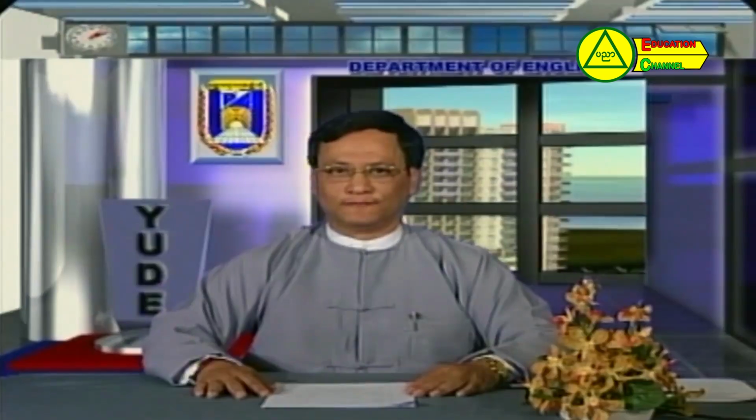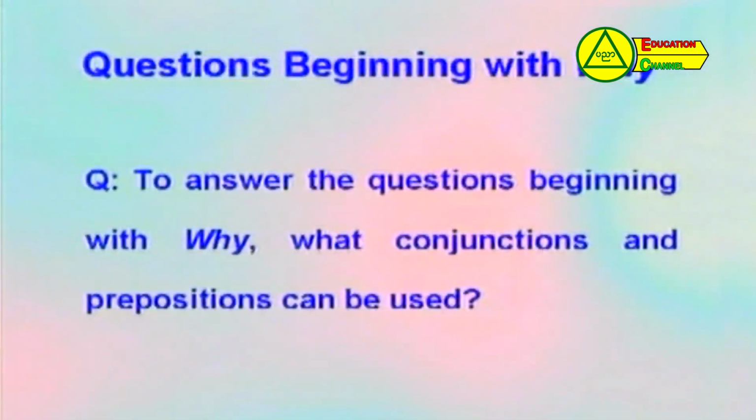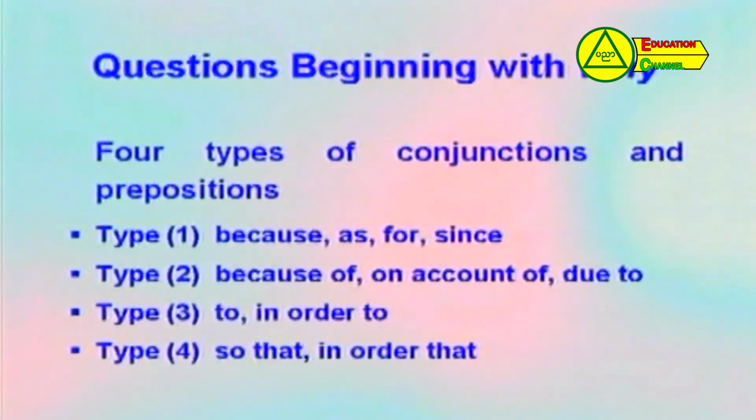Let me ask you a question. To answer the questions beginning with why, what conjunctions and prepositions can be used? You can use 4 types of conjunctions and prepositions in your answer. Type 1, because, as, for, since. Type 2, because of, on account of, due to. Type 3, to, in order to. Type 4, so that, in order that.